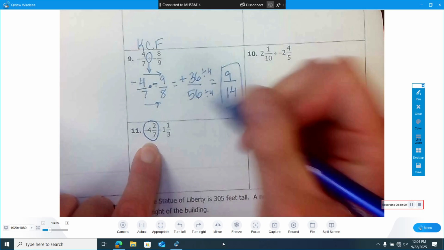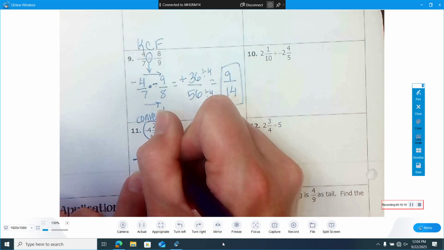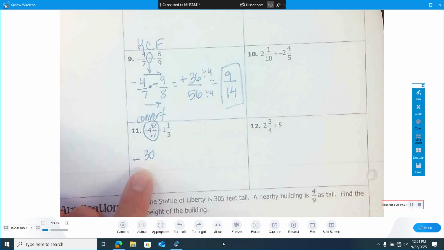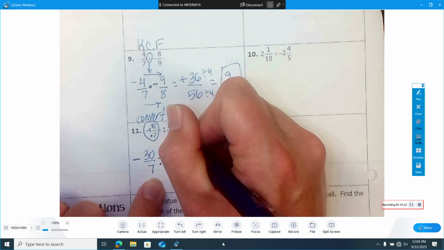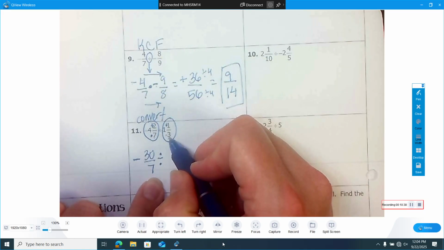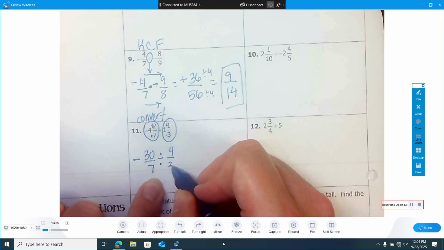We need to convert this mixed number into an improper fraction with a negative. 7 times 4 is 28, plus 2 is 30. Multiply and add. Over the denominator of 7. I have a division sign, and I also need to convert the second fraction. Multiply and add. So 1 times 3 is 3, plus 1 is 4/3.